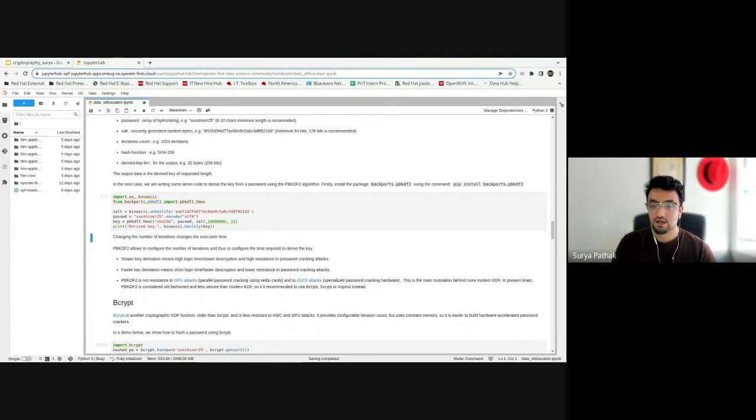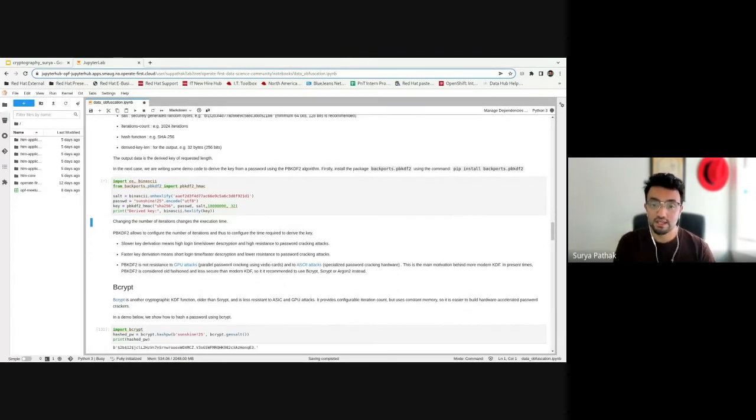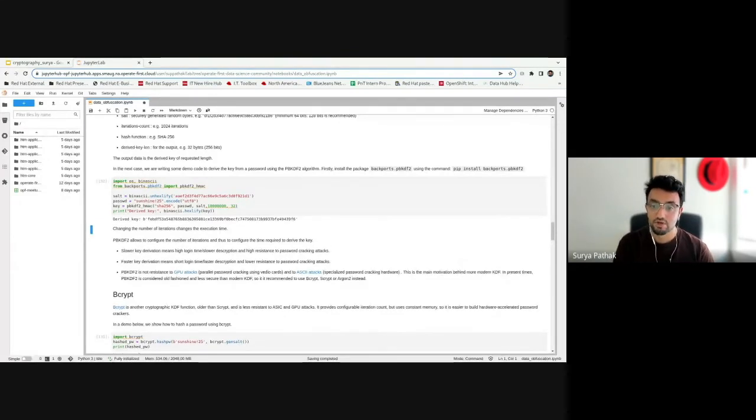So hence, slower key derivation means higher login time or slower decryption, and higher resistance to password cracking attacks. Faster key derivation means faster login time or faster derivation, and lower resistance to password cracking attacks. So this is one of the effective ways to implement the hash value, by using PBKDF2.